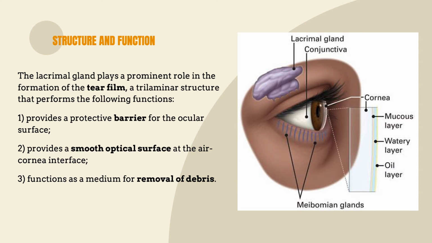Now how about the structure and function? The lacrimal gland plays a prominent role in the formation of the tear film, a trilaminar structure that performs the following functions. Number 1, provides a protective barrier for the ocular surface. 2, provides a smooth optical surface at the air-cornea interface. And number 3, functions as a medium for removal of any debris.